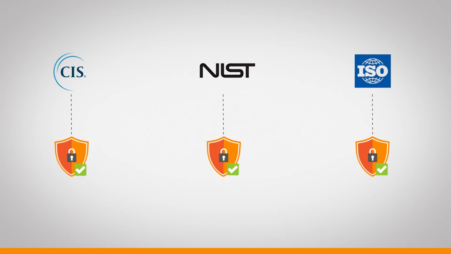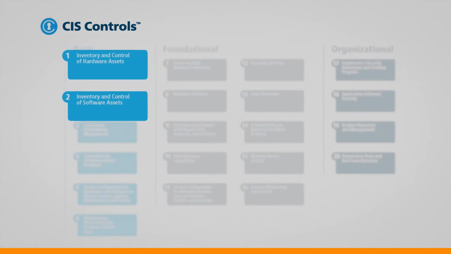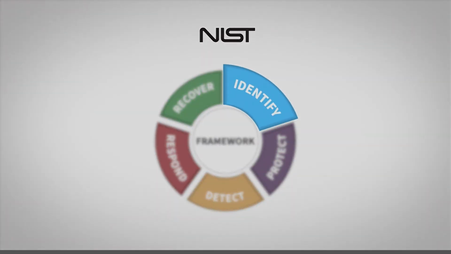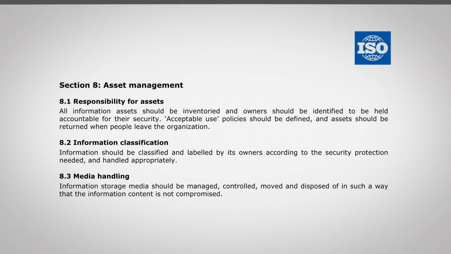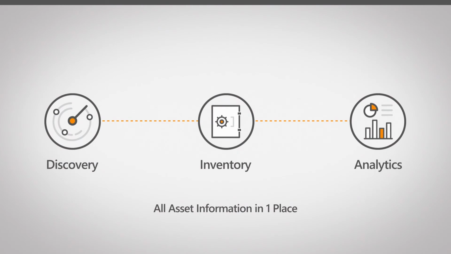For example, in CIS, the first CIS controls are inventory and control for hardware and software assets. If we take a look at NIST, we'll see that the first core of their framework is identify. And ISO also has a specific section that covers asset management, which includes having an asset and user inventory. The one thing that all of these frameworks and standards have in common is that they rely on an accurate inventory. And the first step of securing anything is knowing that it exists. Without having an accurate inventory of your IT, it becomes impossible to secure it.